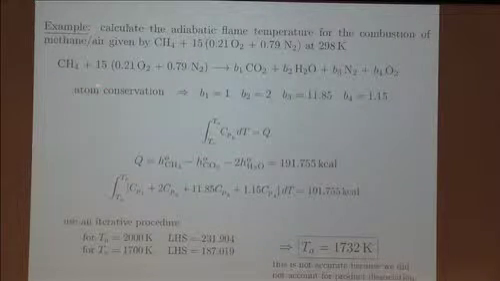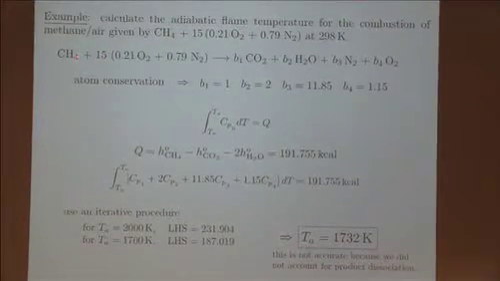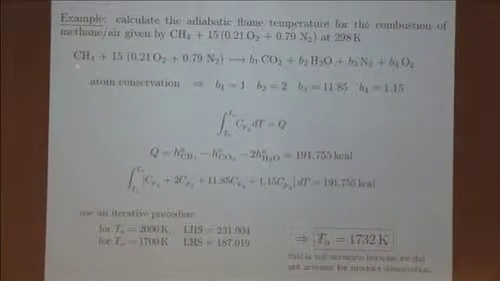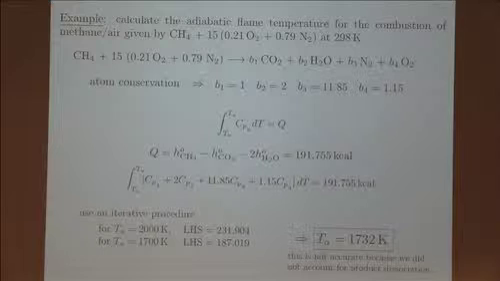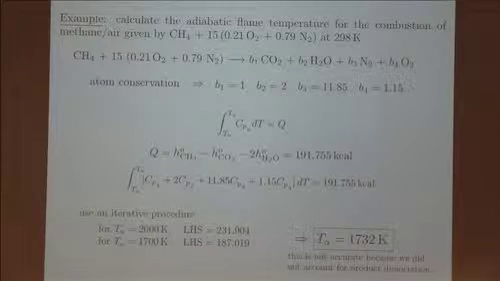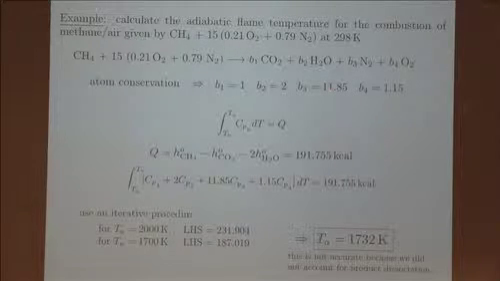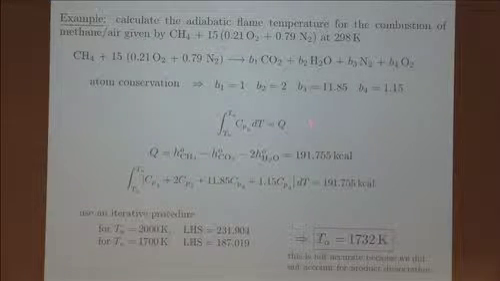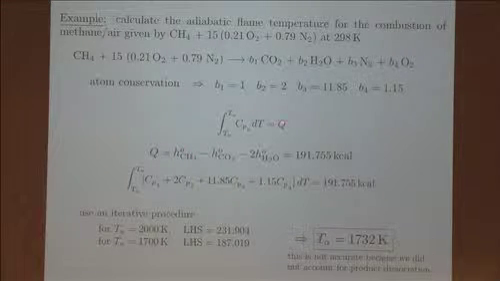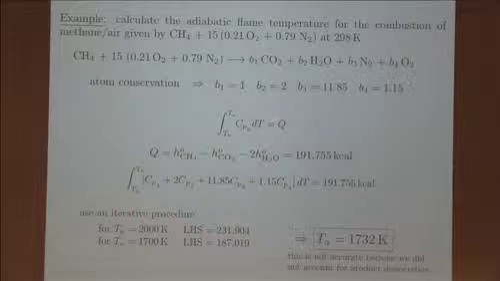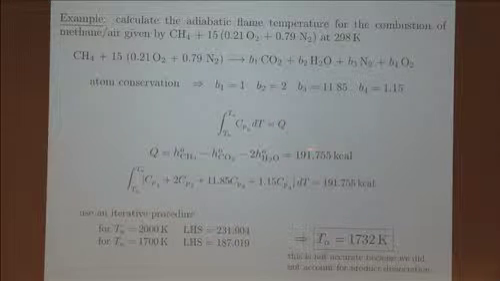So suppose that you take methane with the proportion between methane and air of 1 to 15 in number of moles. If you balance this equation, you obtain that B1 is 1, B2 is 2, B3 is 11.85, and so on. And you want to compute the adiabatic temperature from here, right? So Q is equal to the heat. Well, we know how to compute Q because it's a difference between the heat of formation of the reactant and product. So we look at tables, and it comes out to be 191.